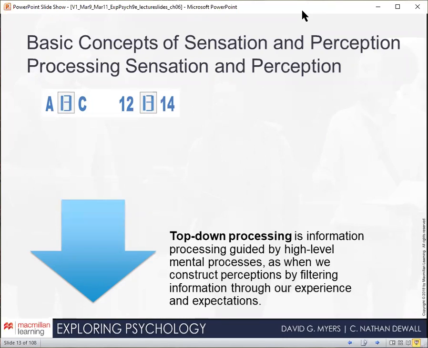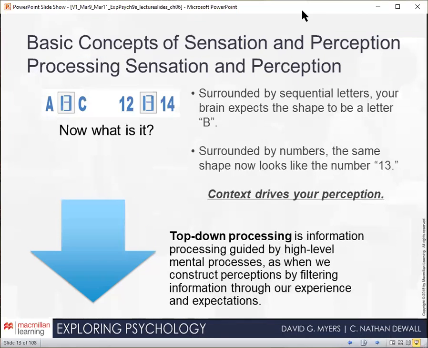So we now have the same image that I showed to you earlier in the bottom-up processing. Now we're looking at the top-down processing, but now we have some more information. Now what is it? Well, surrounded by sequential letters, your brain expects the shape to be a letter B. So now we have A, B, and C. Surrounded by numbers, the same shape now looks like the number 13: 12, 13, 14. So in this instance, what we see with top-down processing is that context drives your perception.